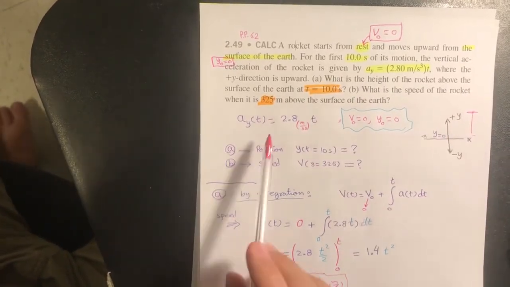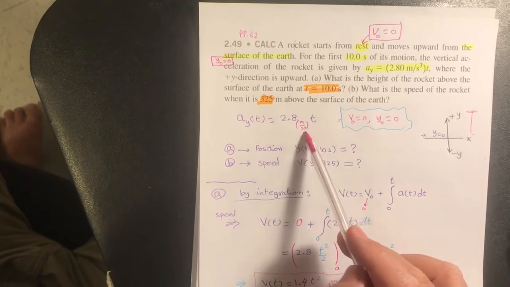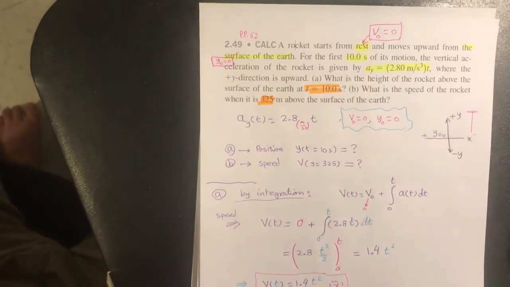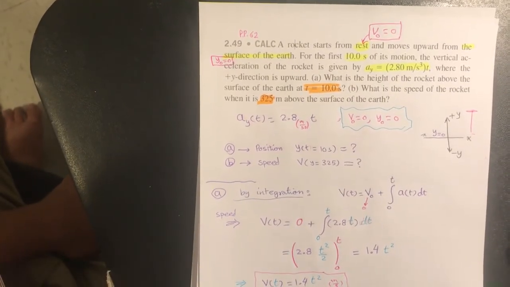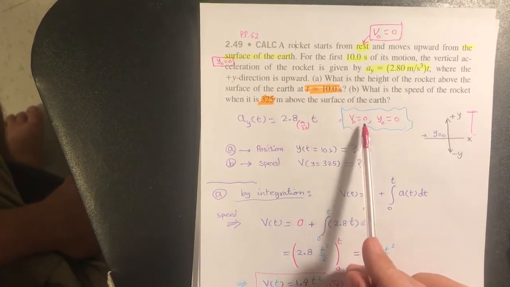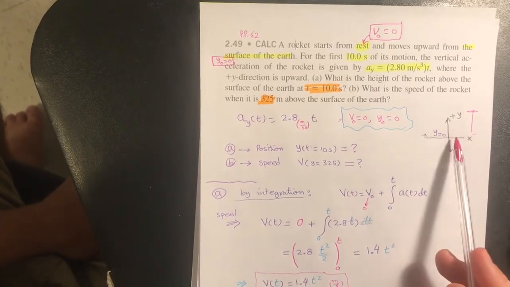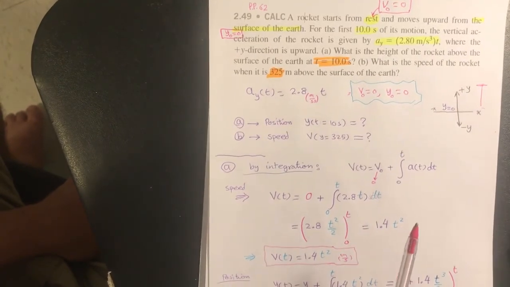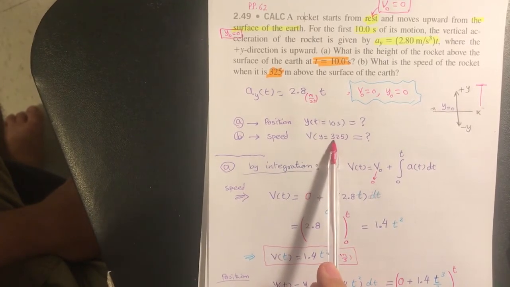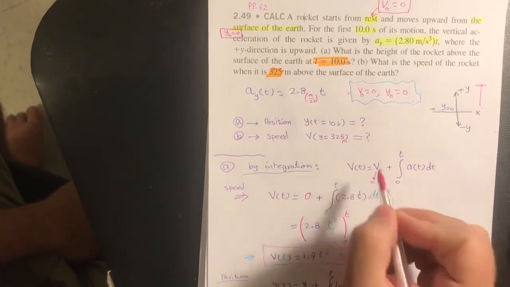Okay, now we have the acceleration function, which is 2.8 meter per cubed second multiplied by t. We have here another, more simple function. And we have initial conditions, which is v naught equal to 0 at t equal to 0, and y naught is equal also to 0. We have the position direction upward. We need to find the position at t equal to 10 seconds and the speed at y equal 325 meters upward. How much?